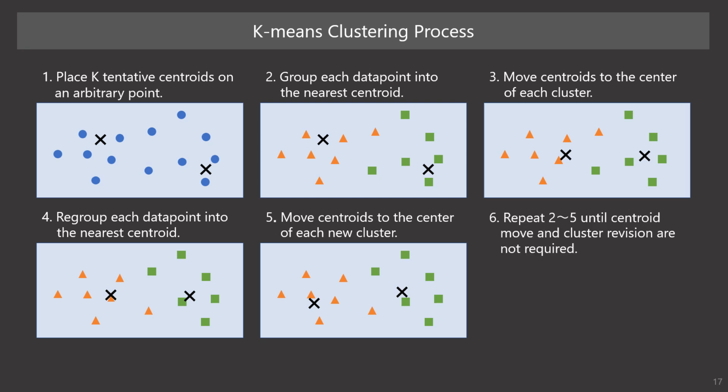Repeat these steps until each centroid cannot be moved anymore, and each cluster cannot be reorganized anymore. At that point, the total sum of the distances between the centroid and each data point is minimized. That is, the optimal clustering is achieved.